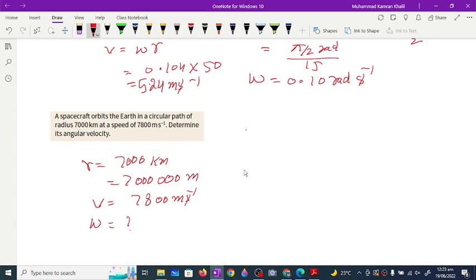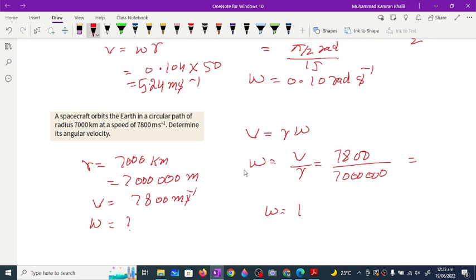So we know v equals r omega, so omega is equal to v over r. So 7,800 divided by 7,000,000. Let's see what the answer is for this question. I got the answer 1.11 into 10 raised to the power minus 3. So omega is equal to 1.11 into 10 raised to the power minus 3 radian per second.